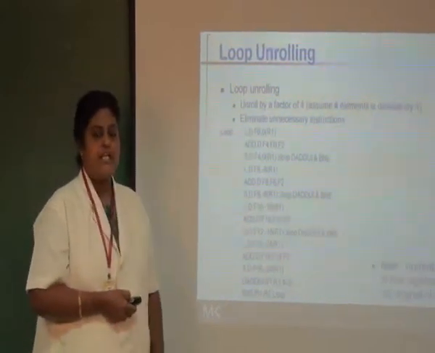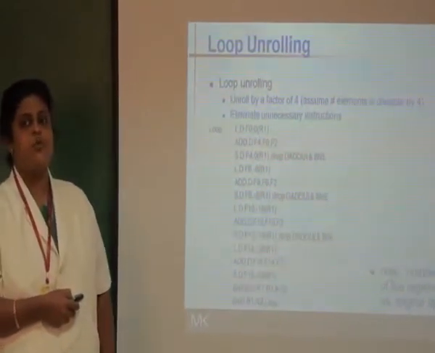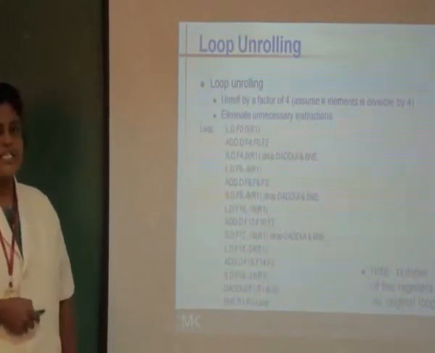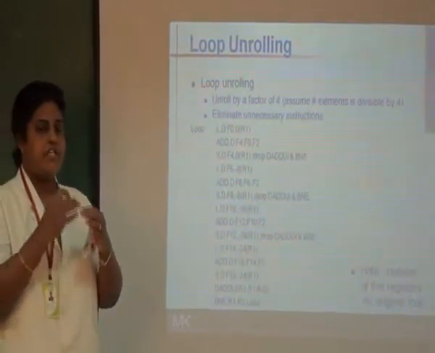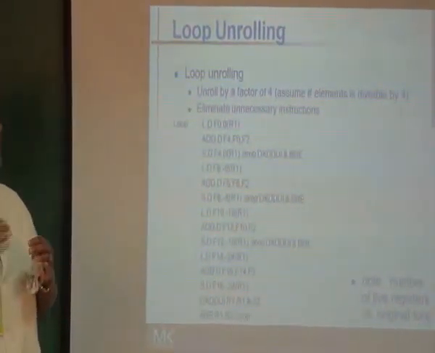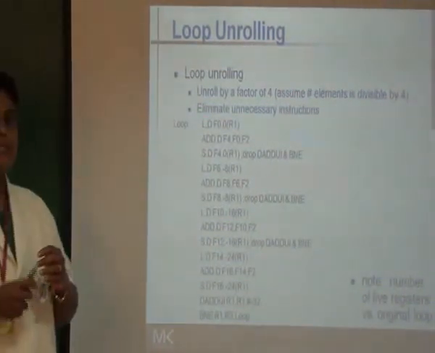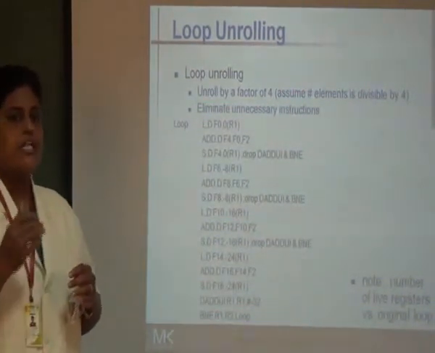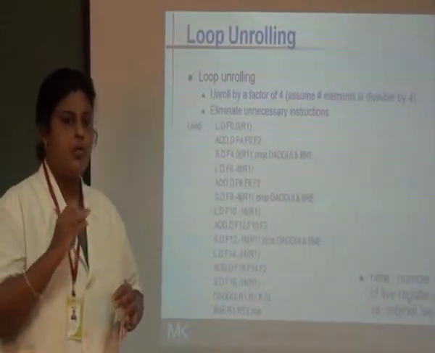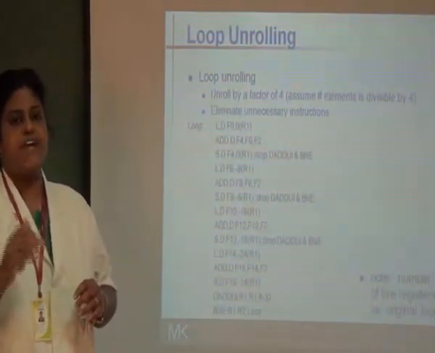One more technique for this compiler exploitation is loop unrolling. In the case of loop unrolling, suppose we have a loop inside a program, we are going to unroll the loop by a factor of 4. Why do we do it by a factor of 4? It is always known that the quantities we use in the program are going to be divisible by a factor of 4.